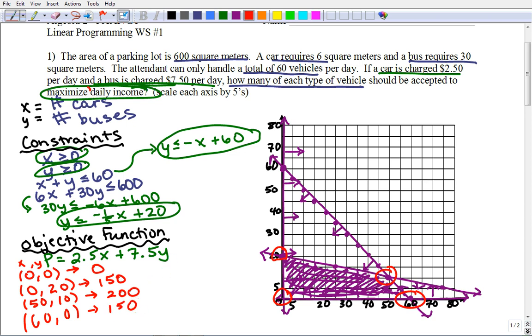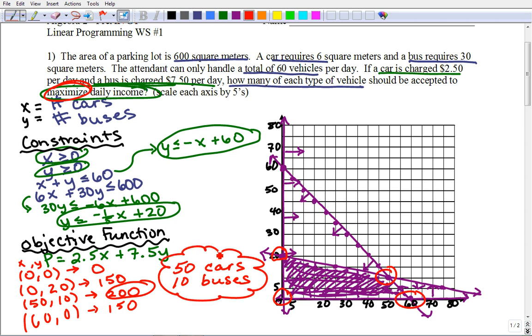Now we were looking to maximize our daily income, and each of these represent the amounts of income we would get given the number of cars and buses that we have listed off to the side here. So to maximize our income, we would want to pick the biggest number here, which is 200. So then that tells us our final answer means we would need to allow in 50 cars and 10 buses, that's just my x and my y, to maximize my daily income. And that's my answer. Let's look at another example.